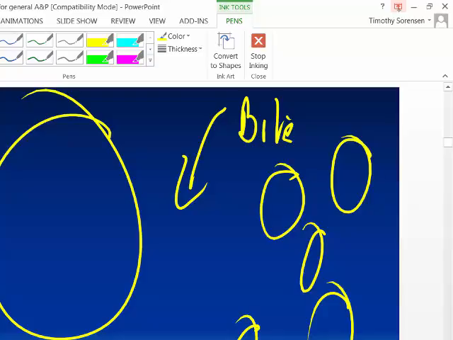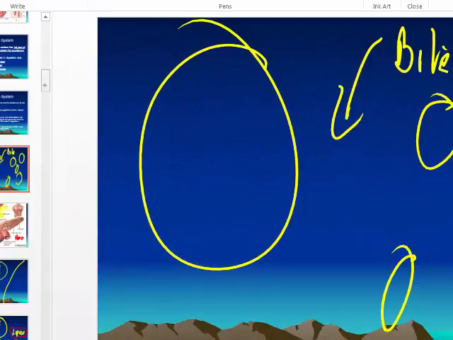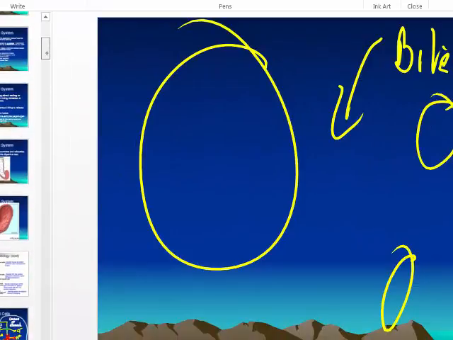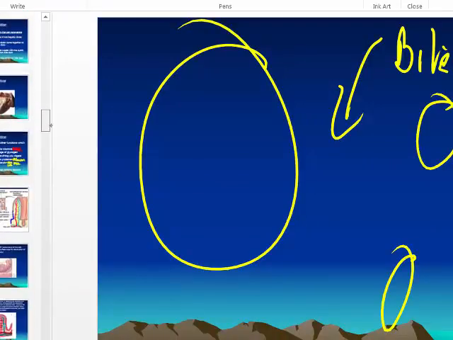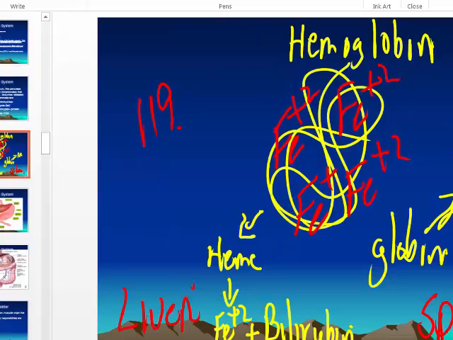Any chance you could go to that other slide really quick where you had hemoglobin and a pretty picture? Where did I put that? Oh, here. Isn't that pretty? That's so pretty. Did I explain to you why babies get jaundice? See, now you know. Isn't that cool?